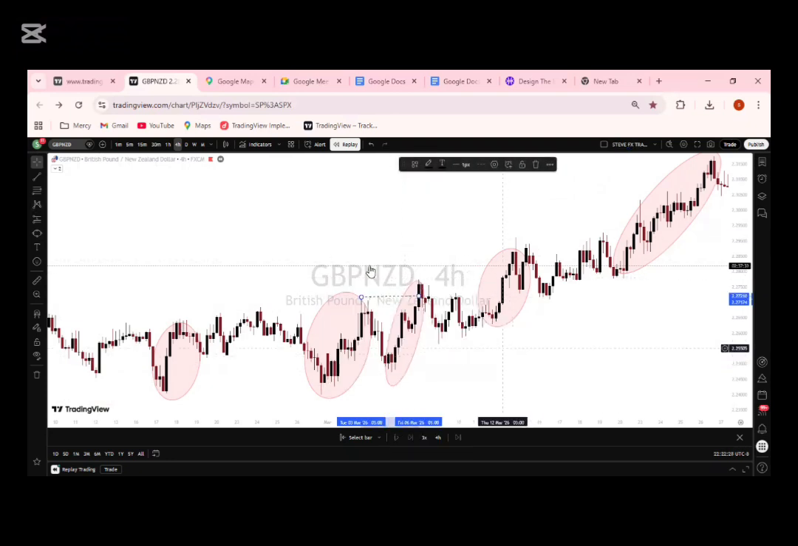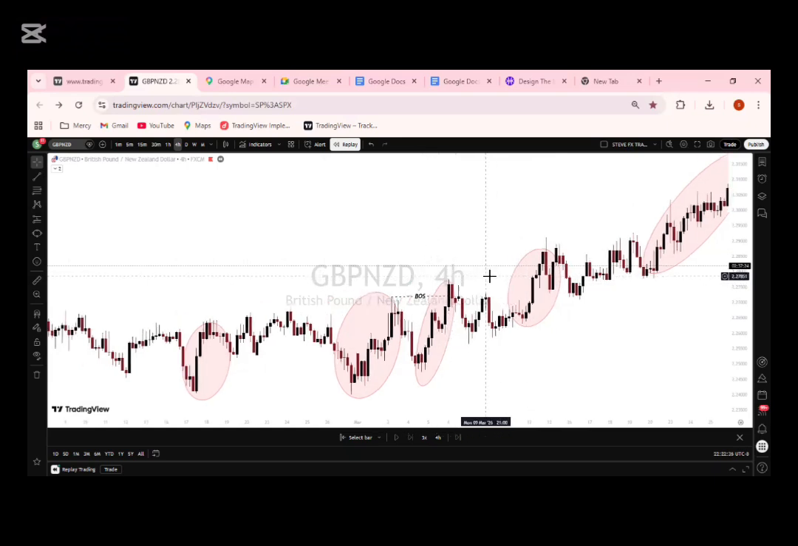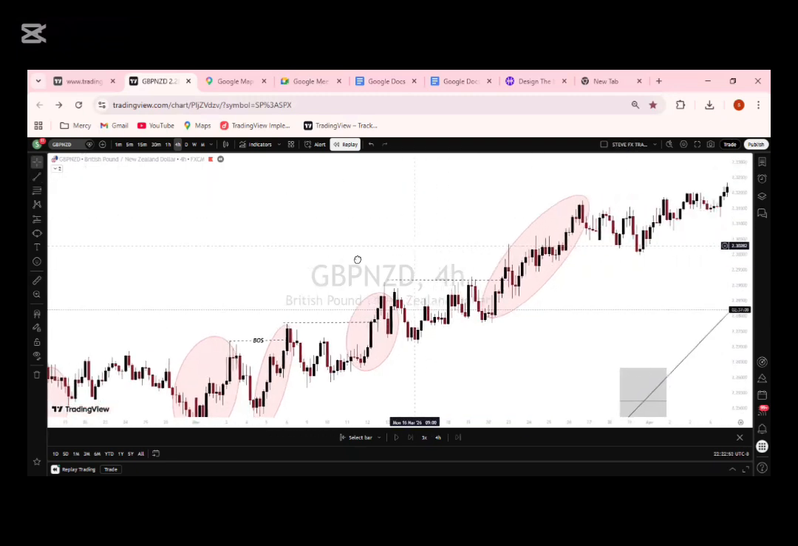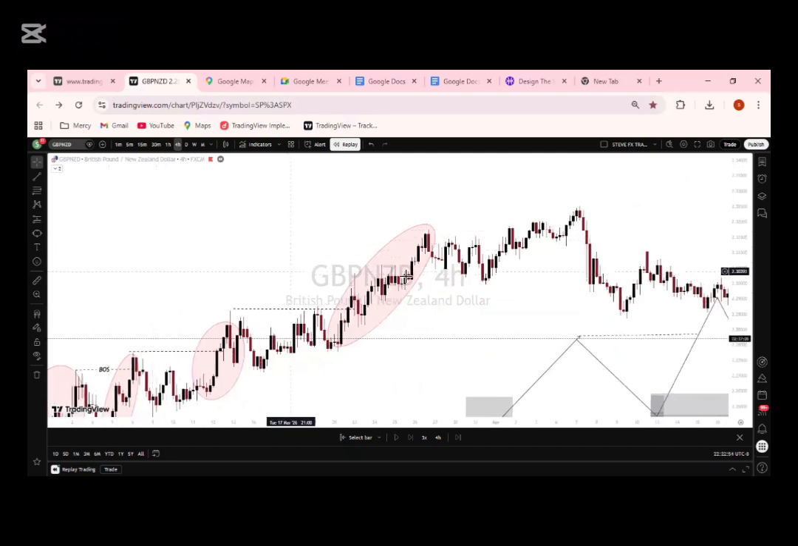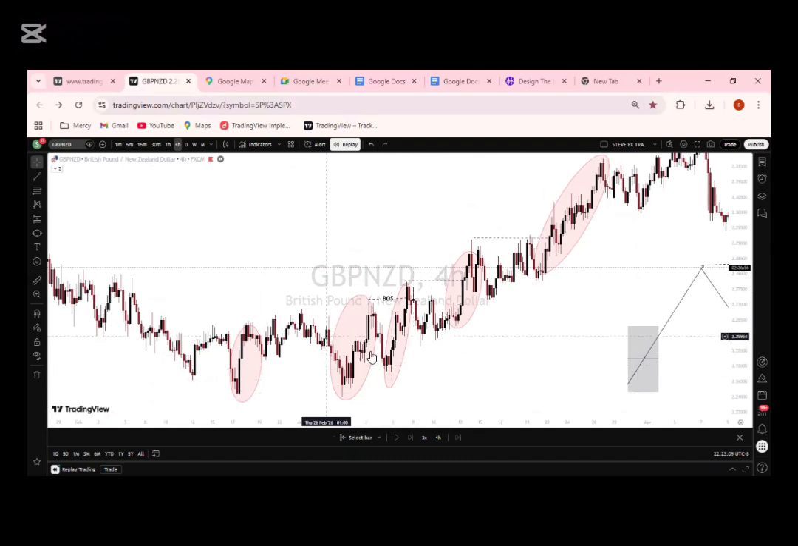This is a break of structure. We also have another break of structure. We have another break of structure. Also, we have another break of structure around this zone, and then we don't really have any clear break of structure. So within this particular bullish move, we want to spot the order blocks around the zone.